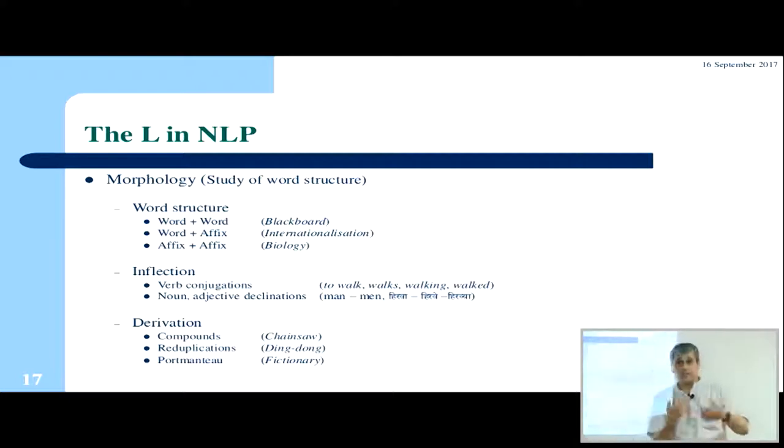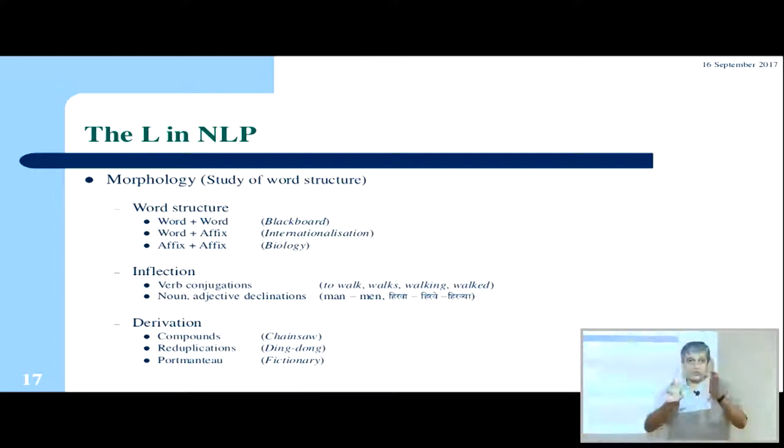Then you have derivation, various words, new words that are created. How? So you have compounds, two independent words coming together, chainsaw; chainsaw is a third word that is created. Or you have reduplications, ding dong, or in Marathi, barbar, chat chat, zhulu zhulu, etc.